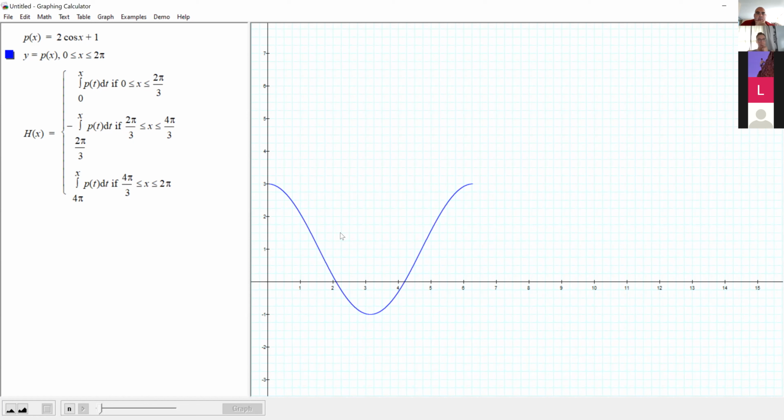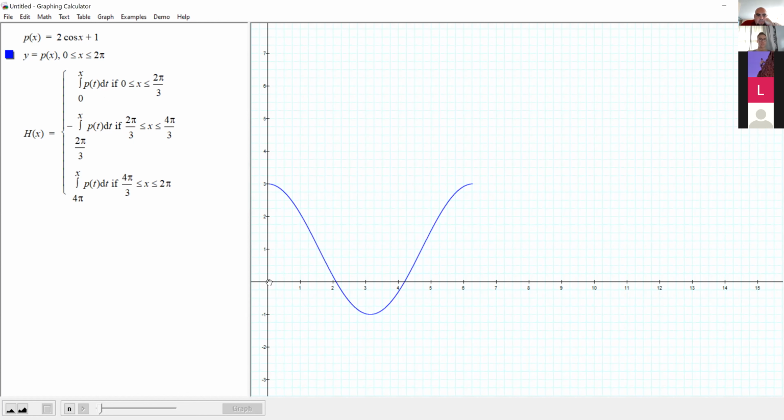In order to do that, we have to find the domain. So we have to find where p of x equals 0. You just set that to 0 and you get cosine x equals -1/2, and we get the points that we mentioned before, 2 pi over 3 right here and 4 pi over 3. Good. So then we have to have 3 integrals.